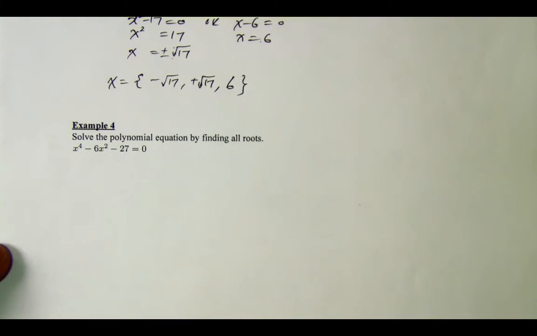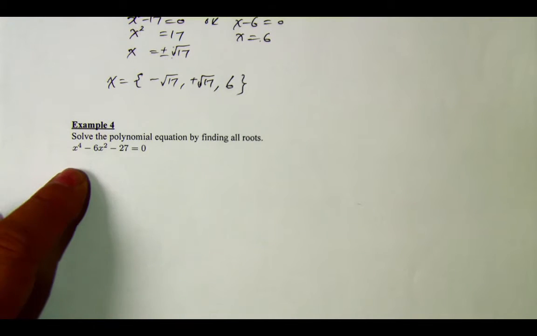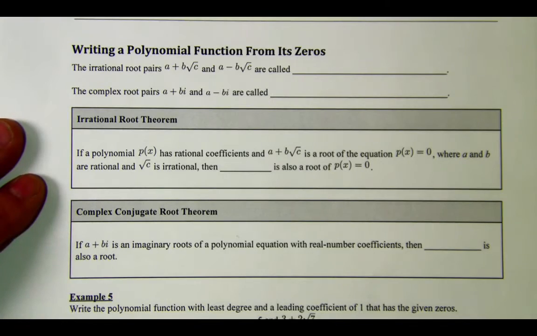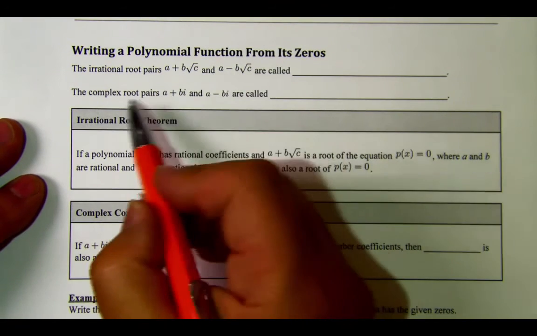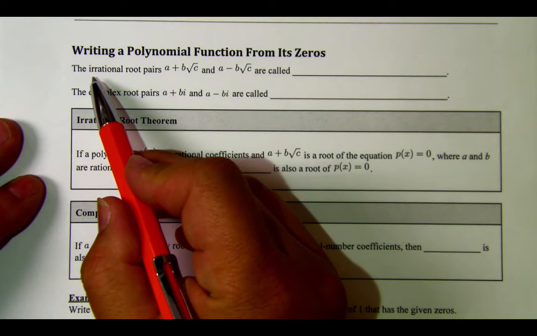Once again, the example 4, I like to keep that for the class. So if you'd like to examine it, great. This one requires a little bit of a trick. It's not too bad, but I like to share that with you during class. Okay. Before we could talk about writing a polynomial function from its zeros, we need to talk about this first.